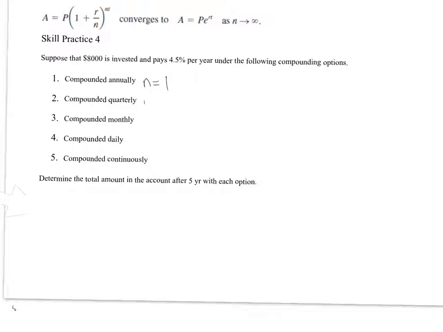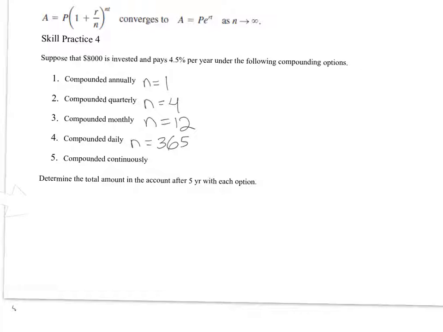So you could imagine n is 4, because it's compounded 4 times per year, quarterly. Compounded monthly for number 3. Again, n is 12. Compounded daily, assuming we don't have any leap years or anything crazy going on, so n is 365. And number 5, compounded continuously. N is what?